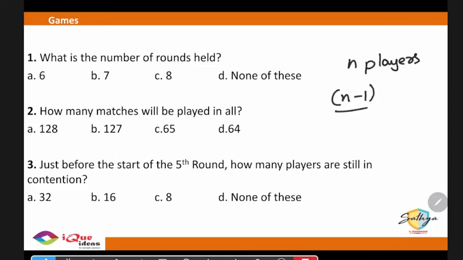That's it. And the last one, just before the start of the 5th round, how many players are still in contention? 8.